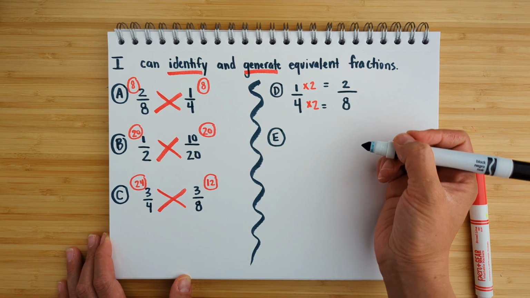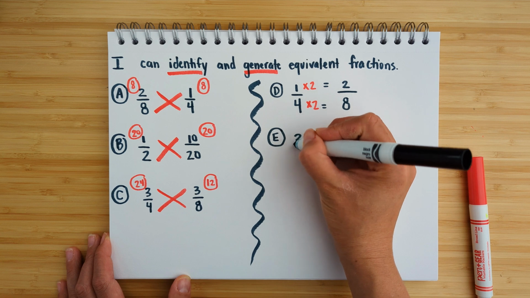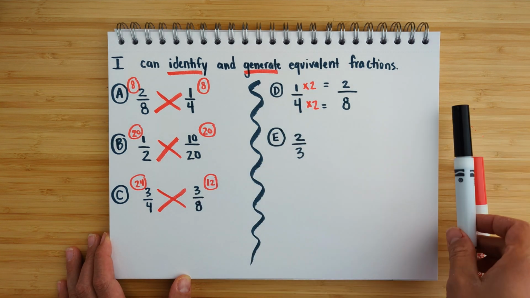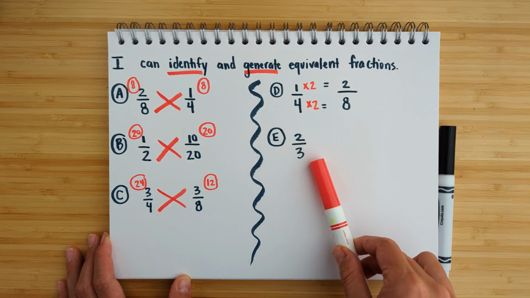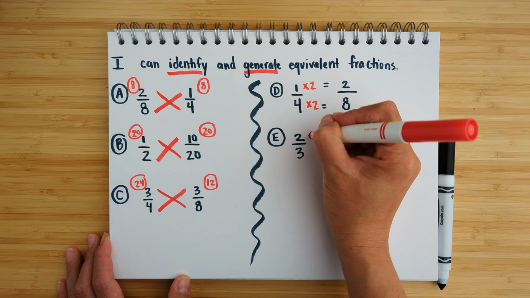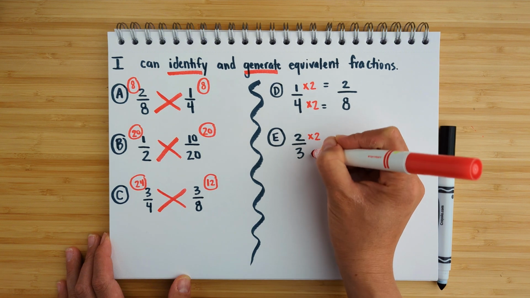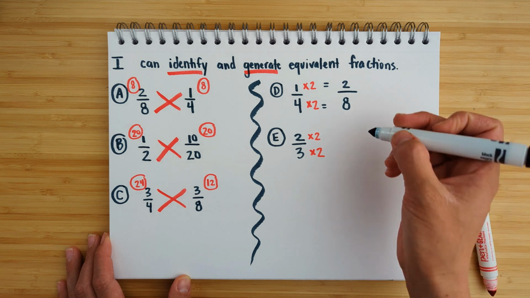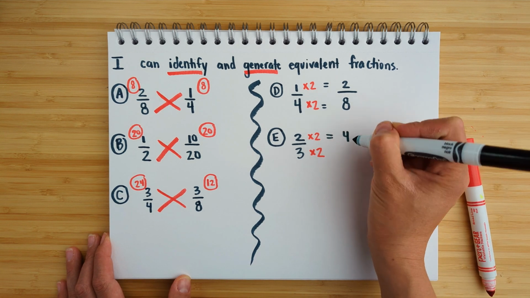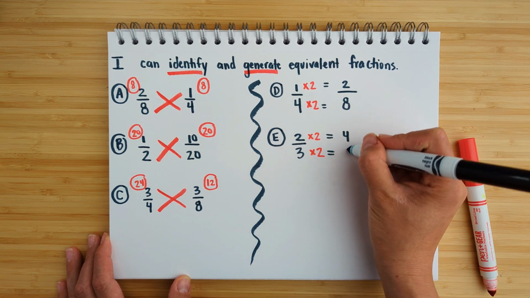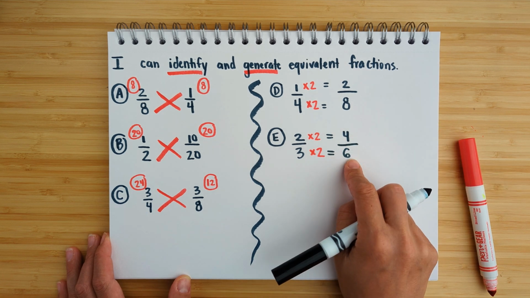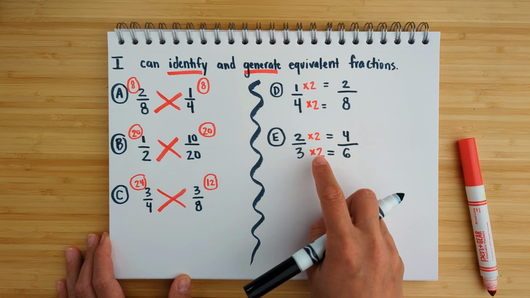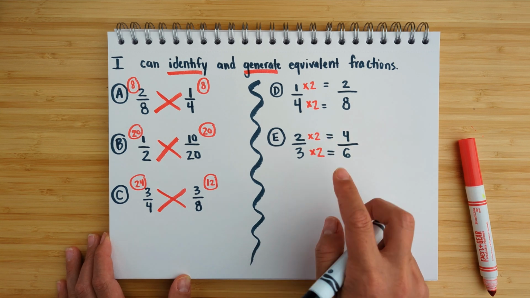Let's try another one. Let's just do 2/3. I have a fraction. I need to generate an equivalent fraction. All I have to do is multiply the numerator and the denominator by the same number. I'm just going to choose 2 again. So 2 times 2 is 4. 3 times 2 is 6. 4/6 is equivalent to 2/3 because I multiply the numerator and the denominator by the same number.